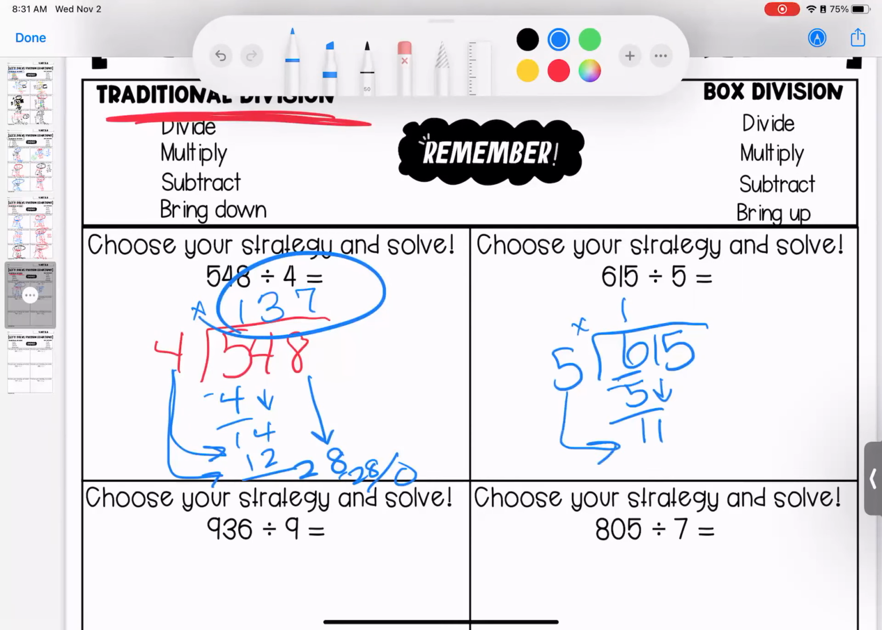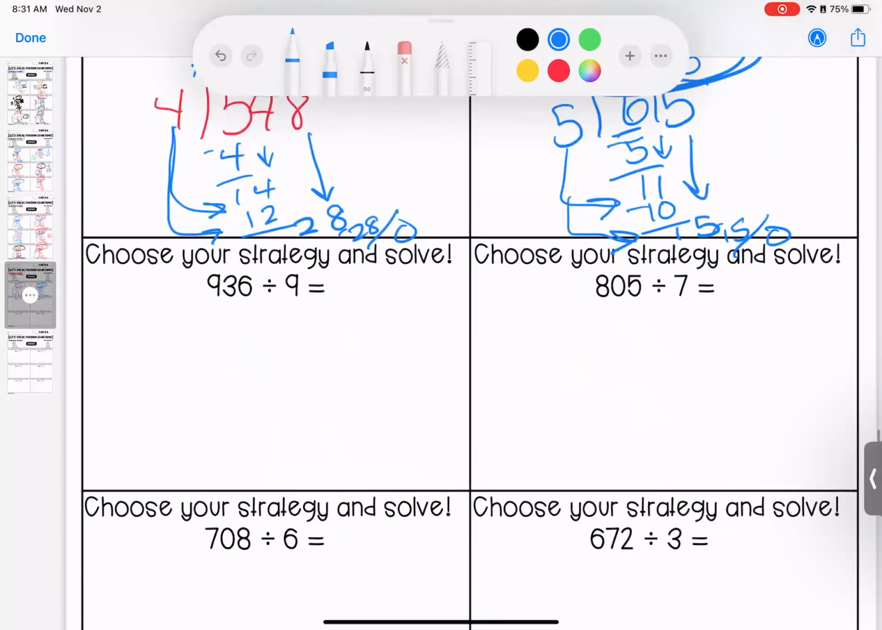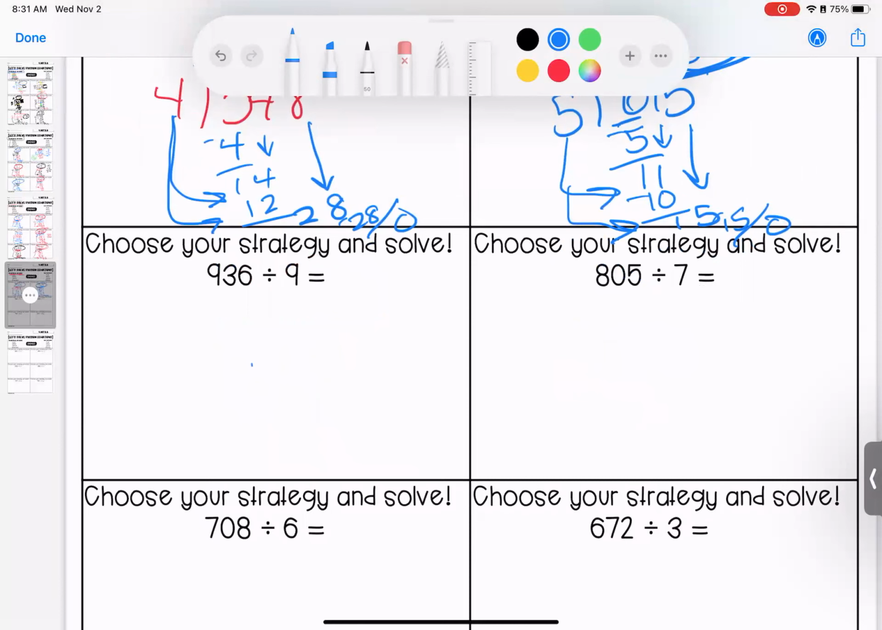Bring it on down. Start again. Does 5 go into 11? Yeah, the closest we can get is 2. 2 times 5 is 10. Subtract for 1. Bring it on down. Last one. Does 5 go into 15? It does. We know this. It goes in 3 times. 3 times 5 is 15. Subtract. Nothing left. Our answer for this one is 123. Look at these big numbers.